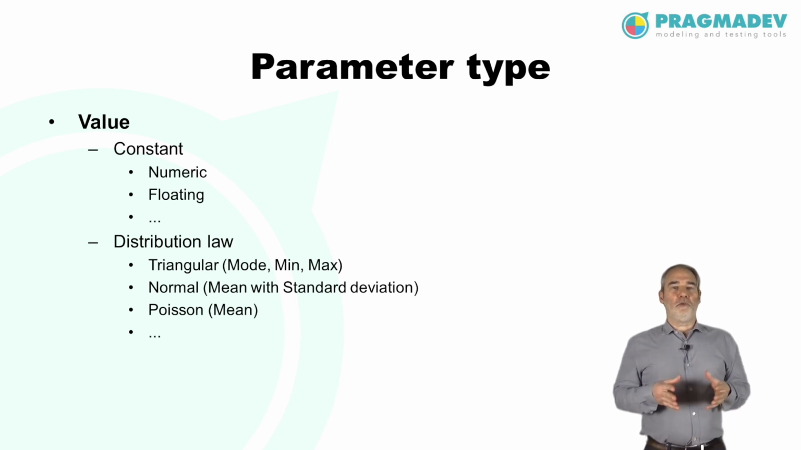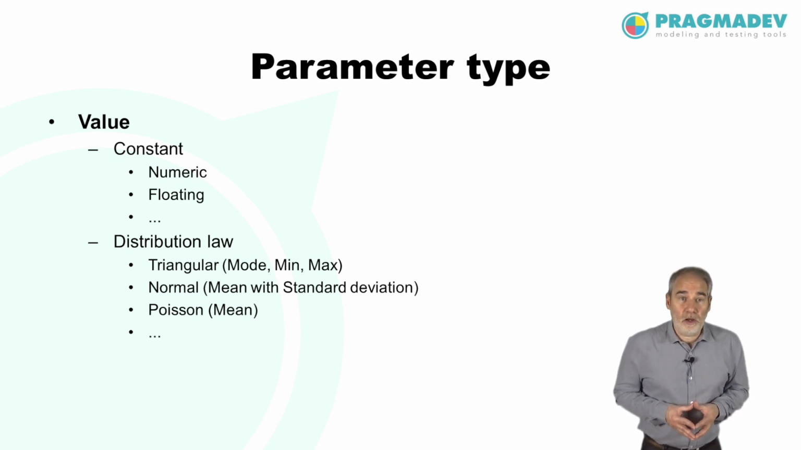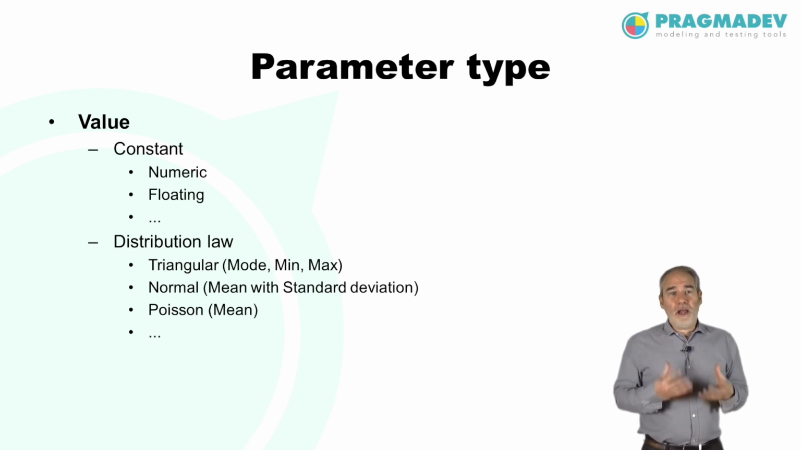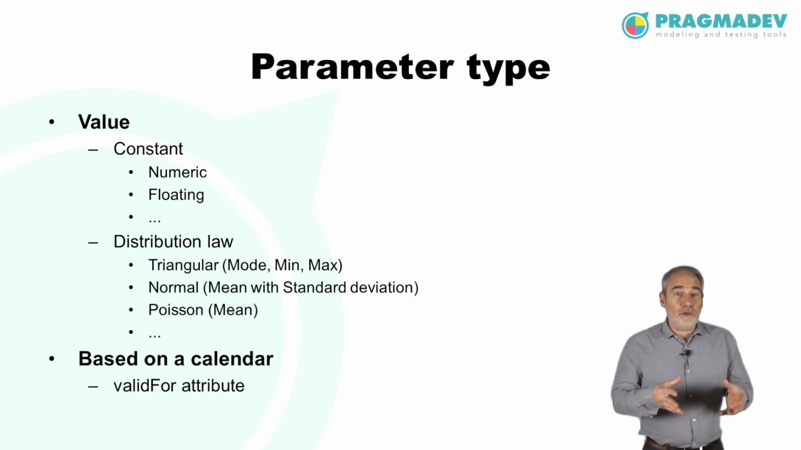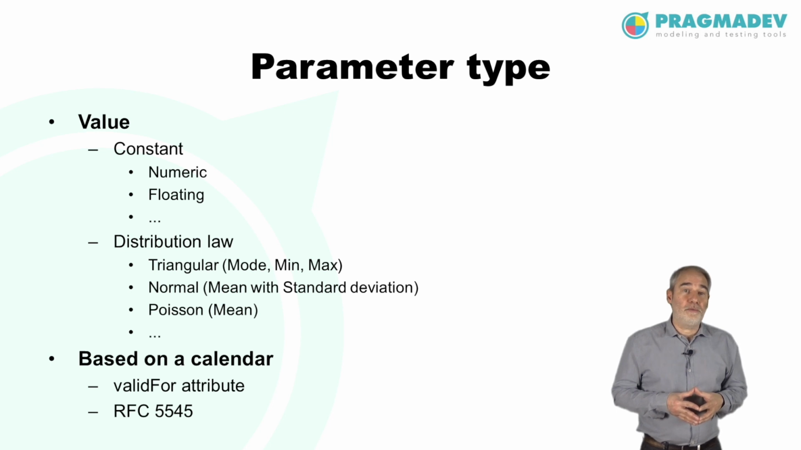When based on a distribution, a number of statistical laws are listed in the standards, such as triangular, normal, Poisson, and so on. Now, the values may follow a calendar that specifies when the value is valid. It is the valid for attribute that follows the RFC 5545 iCalendar notation.